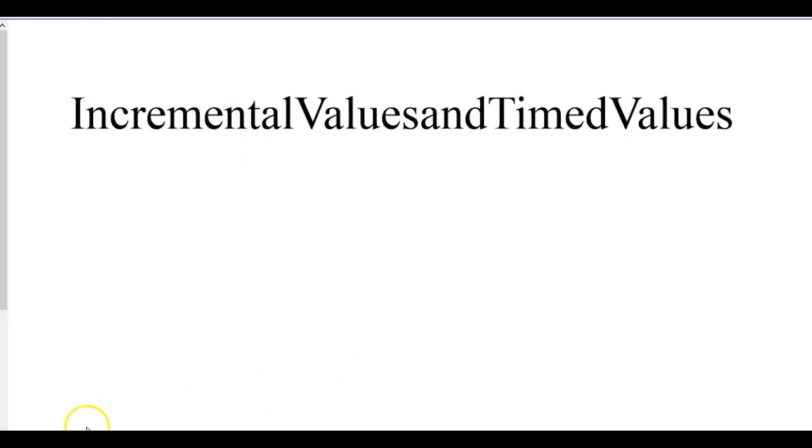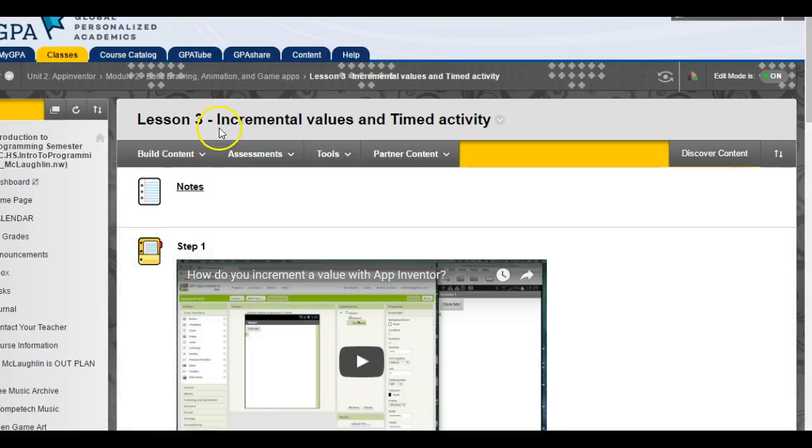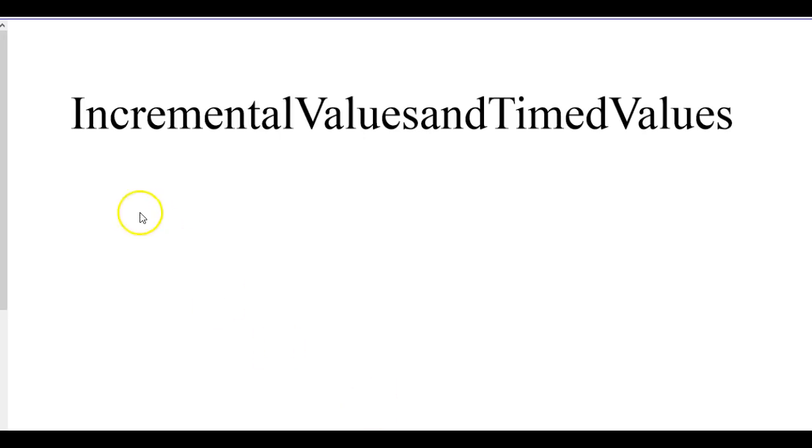So welcome to Lesson 3, Incremental Values and Timed Values Activity. This is Unit 2, Module 2, Lesson 3. I would like you to go into App Inventor to start and create an app called Incremental Values and Timed Values. Pause the video right here so you can see the title until you have that done, and then continue. Okay, so let's dive in.